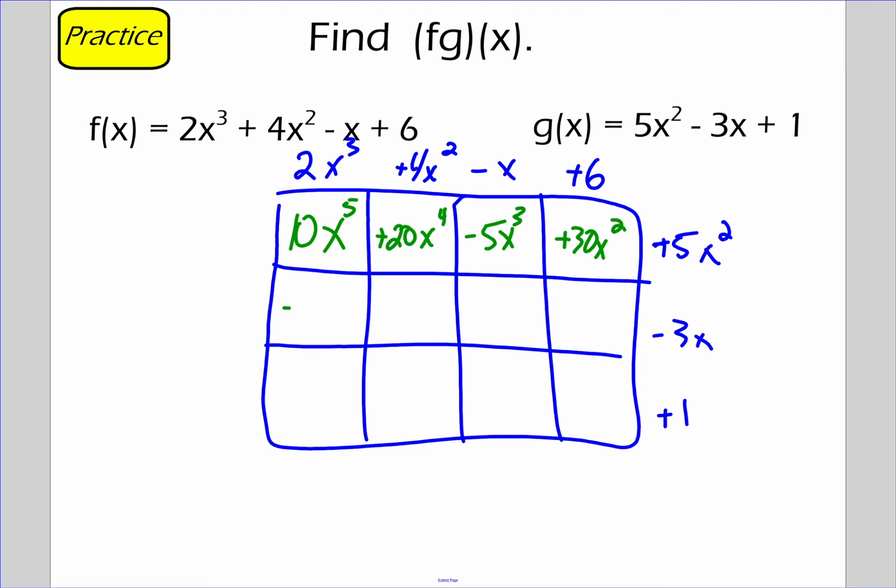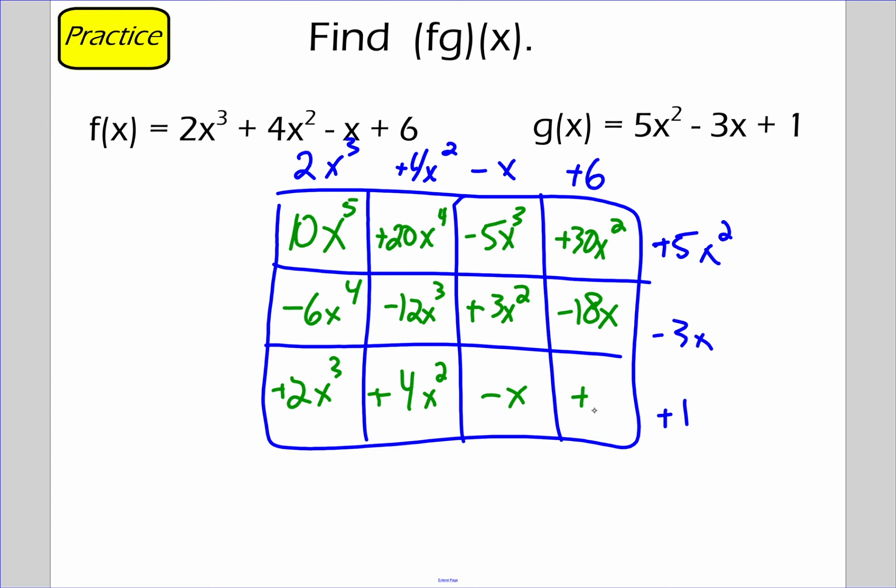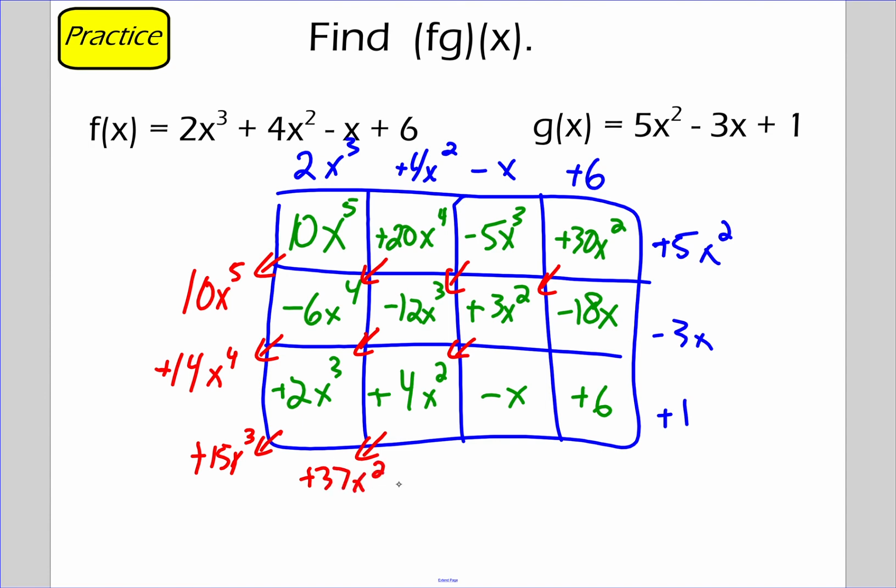Now to the next row. Negative 6x to the fourth, negative 12x cubed, positive 3x squared, negative 18x. In the last row, everything is multiplied by 1. That's easy. We can just write it in. Again, make sure you include your signs, minus x and plus 6. And the last step is to go ahead and diagonally collect our terms. 10x to the fifth. 20 minus 6 gives me 14x to the fourth. Negative 5 and negative 12 is negative 17, plus 2, that's negative 15x cubed. 30 plus 3 is 33, plus 4 is 37, so we have positive 37x squared. Negative 18 minus 1 is negative 19, negative 19x.